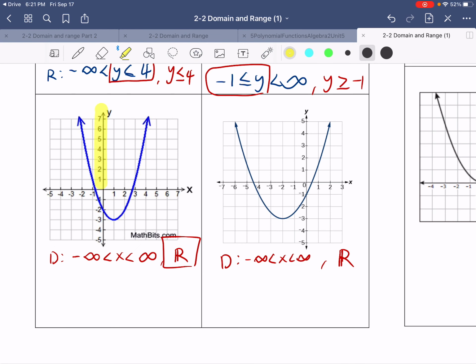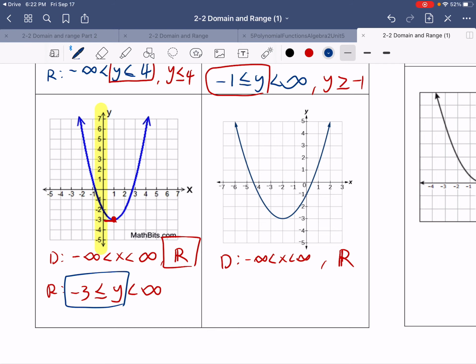Let's find the range. Range is pretty simple. Bottom to top, what's the lowest point this one can get? -3, less than or equal to y. And what's the highest point this graph can get? Let's keep going up to infinity, right? Again, this point is the middle of the line, so we consider it as a closed circle. And now we have to flip it, so it's going to be y is greater than or equal to -3.